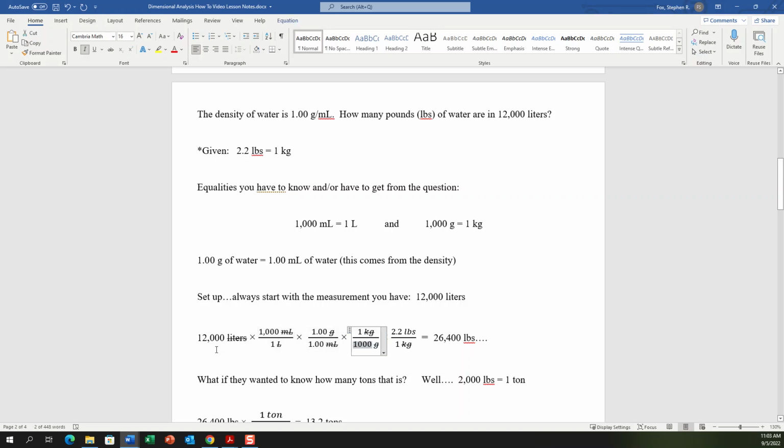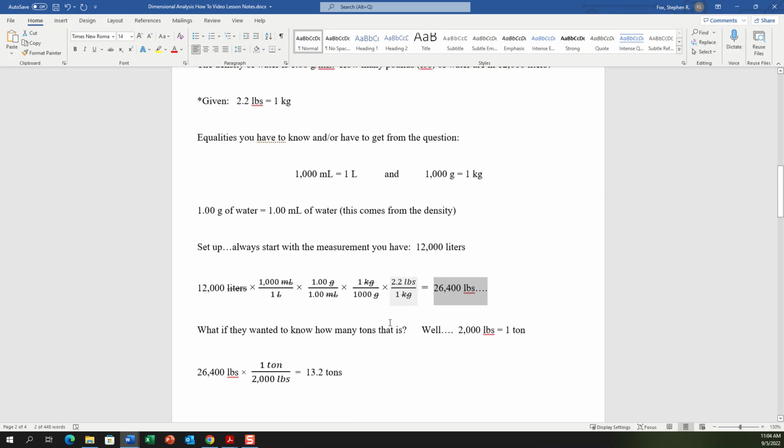So it would be 12,000 times 1,000. This is times 1 divided by 1, so I can skip that in my calculator. So 12,000 times 1,000 divided by 1,000 times 2.2. And that gives me how many pounds that much water would weigh. Okay? And that would be my dimensional analysis setup, showing the units canceling out, and I'm left with pounds.